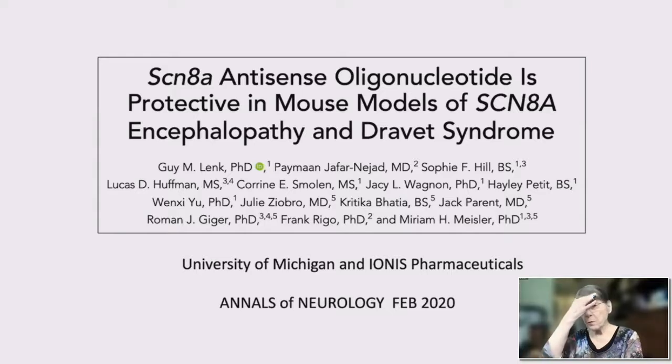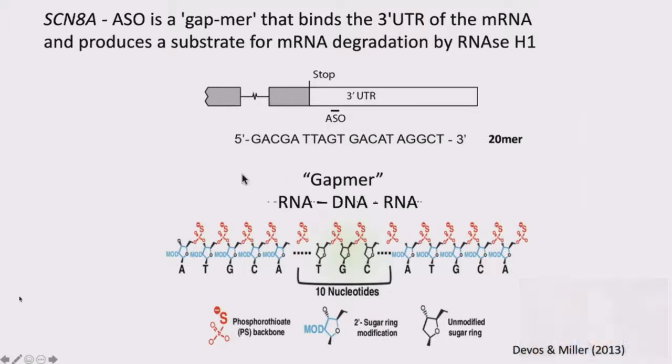And this work was reported about a year ago, and it's a collaboration between our lab at Michigan and my colleagues at Michigan and Ionis Pharmaceuticals. So the ASO that we're using is called a Gapmer, and the location that it binds is in the 3' UTR of the message. And by binding this Gapmer, we get a substrate for mRNA degradation by the enzyme ribonuclease H1. So here's the location of the binding, this 20-mer.